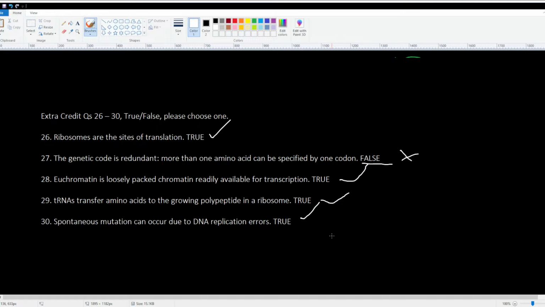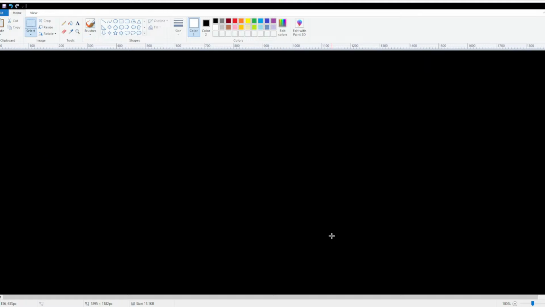So DNA replication errors happen once every 1 billion nucleotides added. So do you see how they could be spontaneous? It just happens randomly. But it's really, really rare. But just think about how many nucleotides you have in your cells, right? A lot. So 1 in 1 billion doesn't sound too infrequent now, does it? In any case, that is your practice exam.